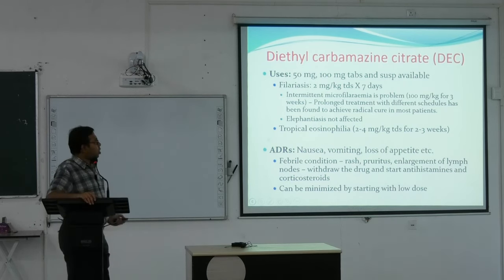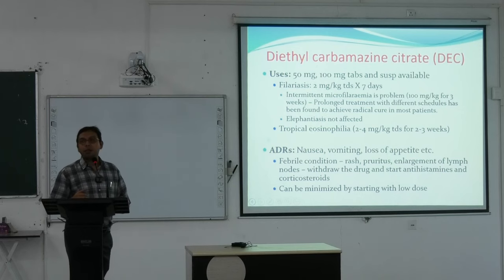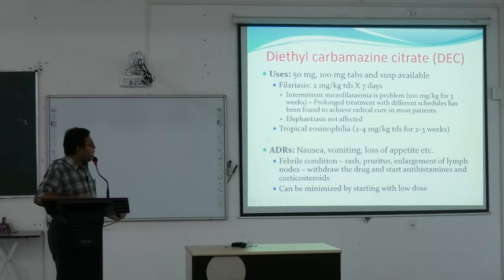For tropical eosinophilia, 2 to 4 milligram per kg thrice daily for 2 to 3 weeks is given. So long duration treatment is often needed with diethylcarbamazine citrate for filariasis. Adverse effects are again very few, some nausea, vomiting, etc. We can start with a low dose and build up the dose.